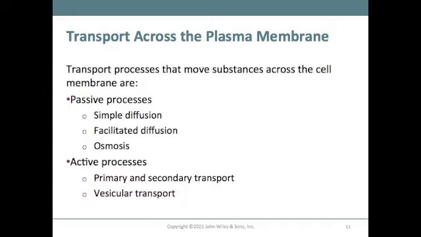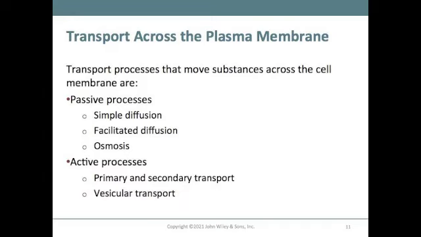During osmosis, water molecules pass through a plasma membrane in two ways. One, by moving between neighboring phospholipid molecules in the lipid bilayer via simple diffusion as previously described. Or two, by moving through aquaporins. Aquaporins are membrane proteins that function as water channels.